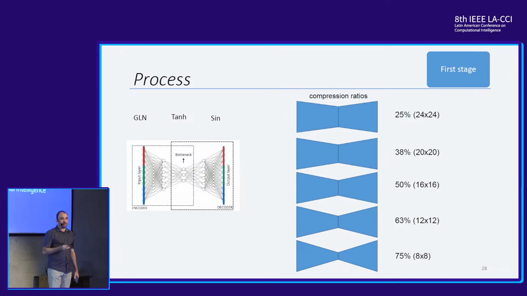And we create 5 other models which have different compression ratios for the autoencoder. The original image is 32 by 32, and in the first model we compress to 24 by 24, a compression rate of 25%. The second model is 20 by 20, and the third 16 by 16, 12 by 12, and 8 by 8. To repeat: 3 models, 3 activation functions, and 5 different compression rates.